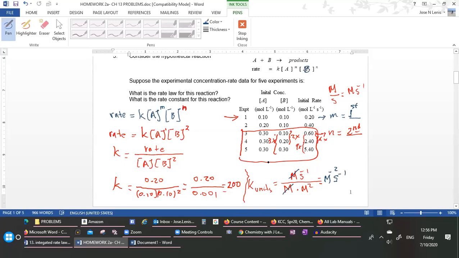Now we can write the rate constant, which is 200 molarity negative two seconds negative one. Sounds crazy, right? These units, don't worry about the meaning. They are just there because once you plug that in here, they will help to cancel out the units that come from here, and you will always get units of rate, which is molarity per second.